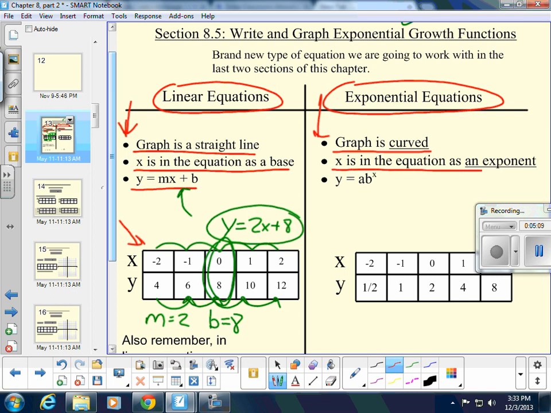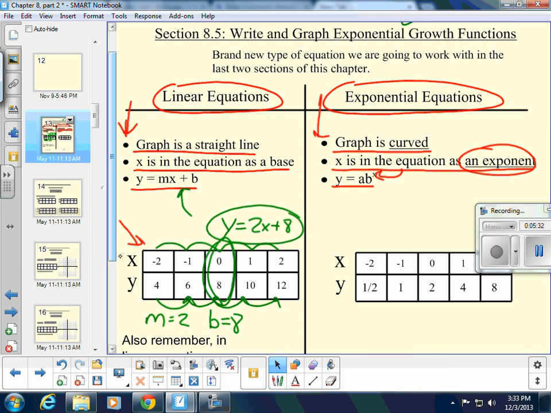X is in the equation as an exponent in an exponential equation. That's why it's called exponential. X will show up, but it'll be as an exponent in the problem. So as you can see right here, here's what it might look like. Something like y equals a times b to the x power. That's kind of our general form for an exponential equation, a times b to the x power.